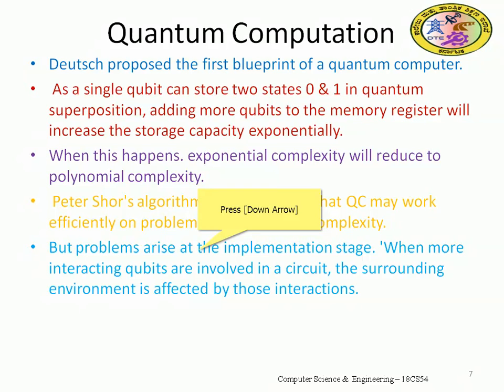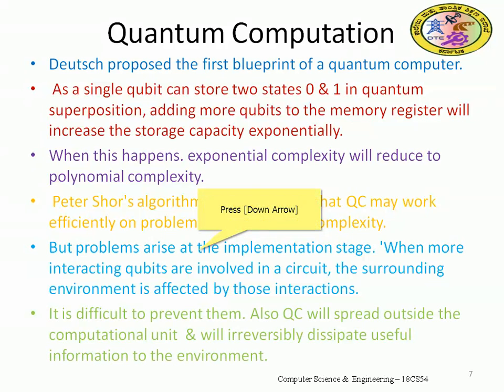Theoretically it is true that exponential problems can be solved when more interacting qubits are involved in a circuit. But with more qubits, the surrounding environment is affected by those interactions. The surrounding environment is going to be impacted or disturbed by those interactions, right? Due to the exponential behavior of interacting qubits in a circuit, it is difficult to avoid affecting the surrounding environment, and that is more difficult to prevent.